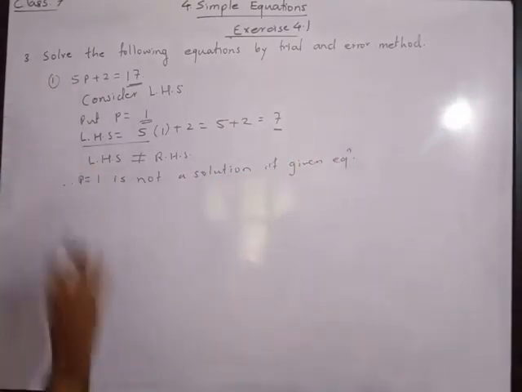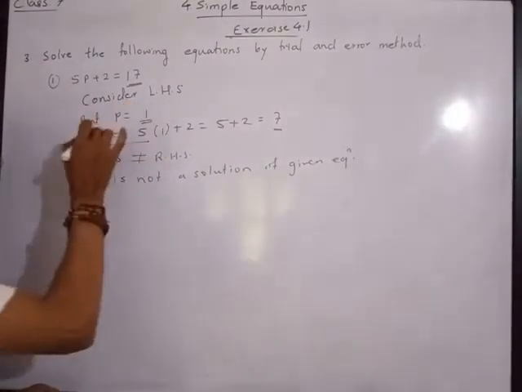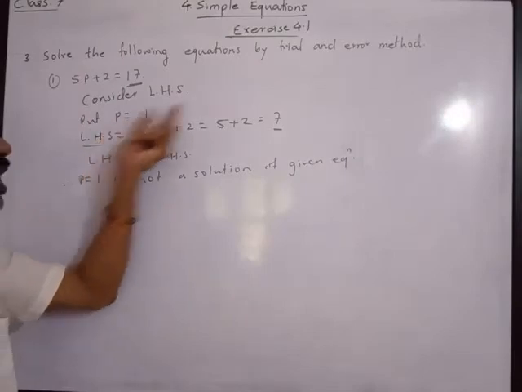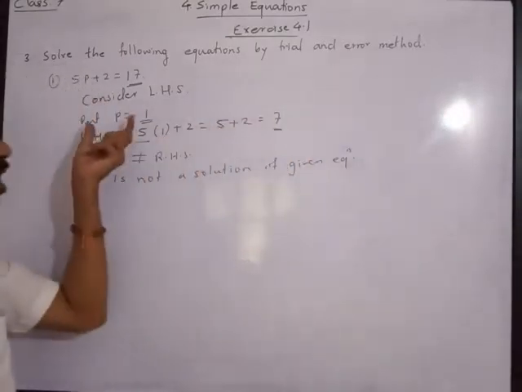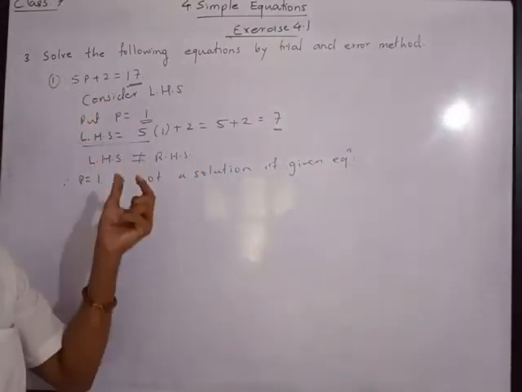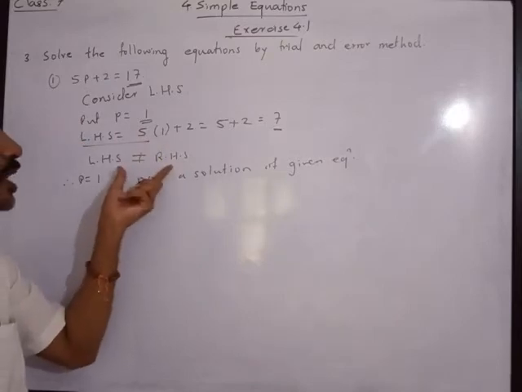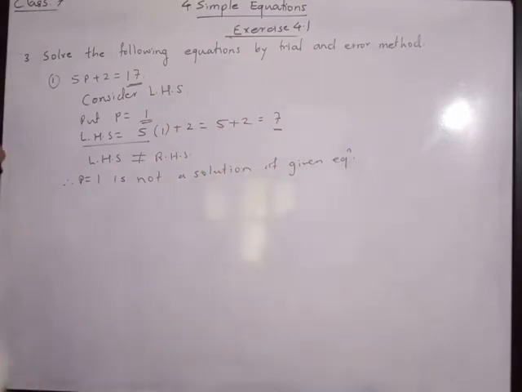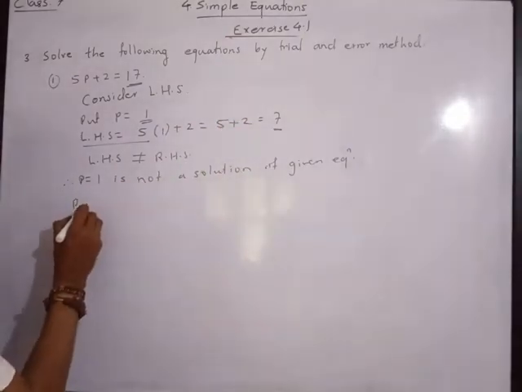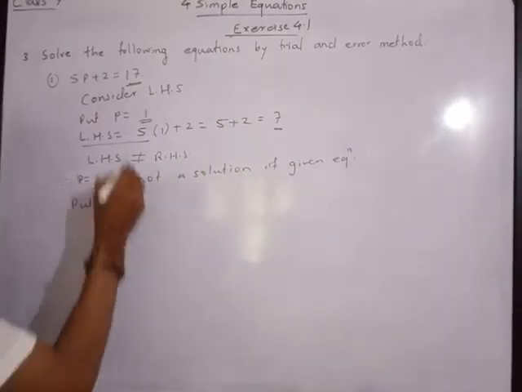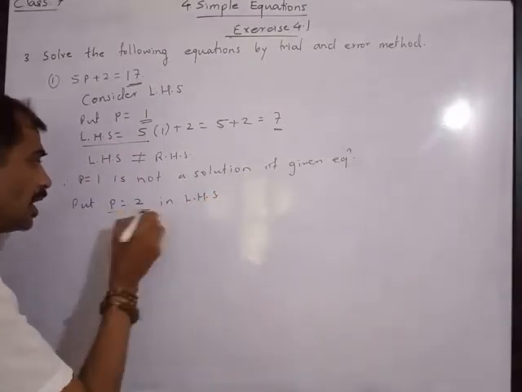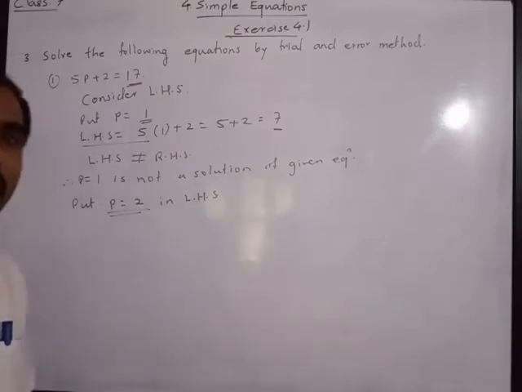Now we have tried one value. This is trial and error method. We have tried one value and we have got the error, meaning we have got that LHS is not equal to RHS. That is what we mean by an error; it means it is wrong. Hence we have to take some other value. So put p is equal to 2 in LHS. Let us check now whether 2 is the solution of the given equation or not.